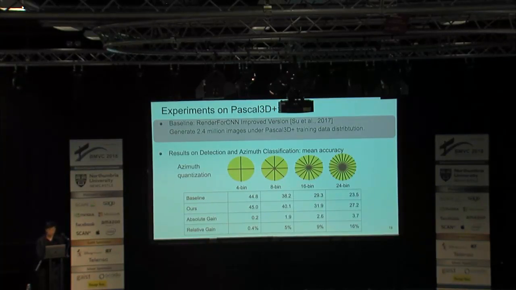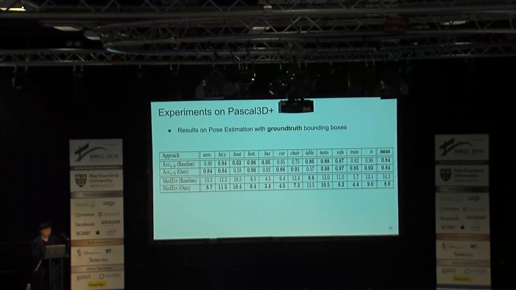For the joint task of detection and azimuth estimation, we achieve better accuracy in every fine level of azimuth division. And what is interesting here is that as the division of azimuth increases from 4 bins to 24 bins, which means the task becomes more difficult, our improvement over the baseline is more significant. This aligns with our methodology because we are mining hard examples. To evaluate how the pose estimation part works, we use the VOC Easy dataset with ground truth bounding boxes. Here we achieve the same mean accuracy as the baseline, but lower error.